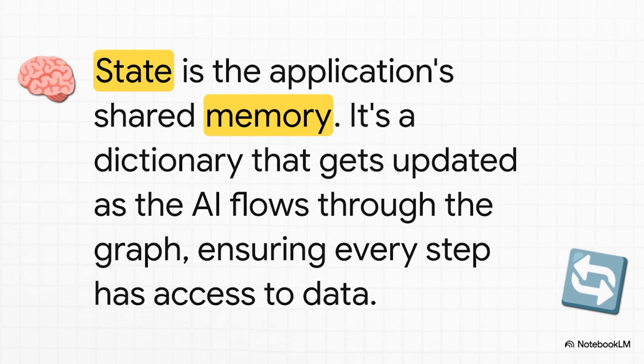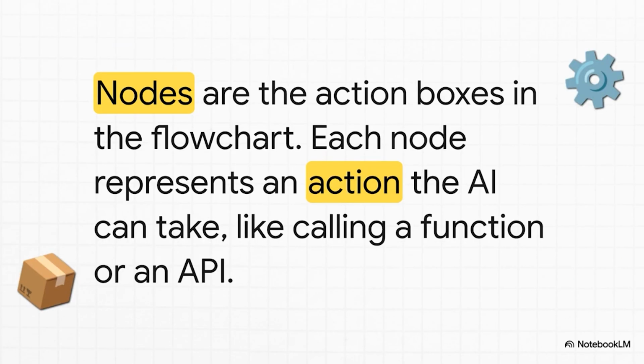You can think of it as a shared whiteboard where information, like, say, an email's content or the result of a search, is stored and updated. This way, every single step in the process knows what's going on. Okay, on top of that state, we add nodes. Just think of these as the action boxes in our flowchart. A node could be parse the email, or check the database, or send an alert. Each one is a specific job or tool that the AI can actually use.